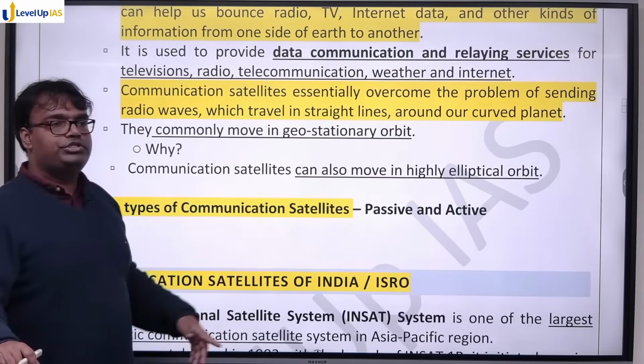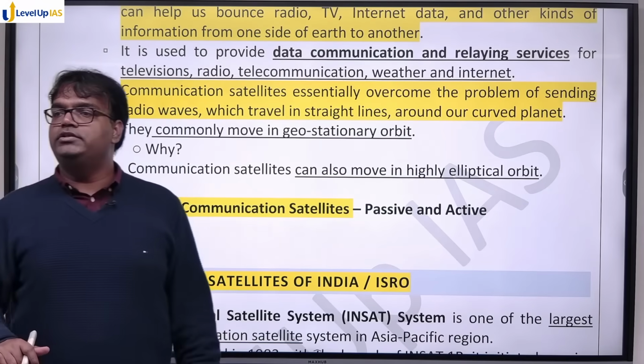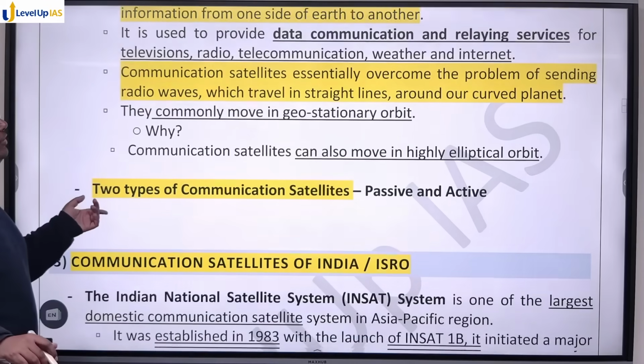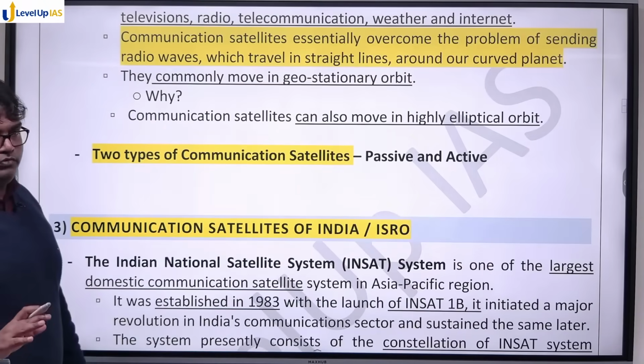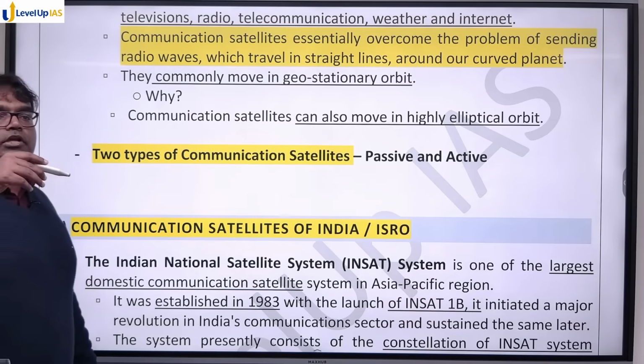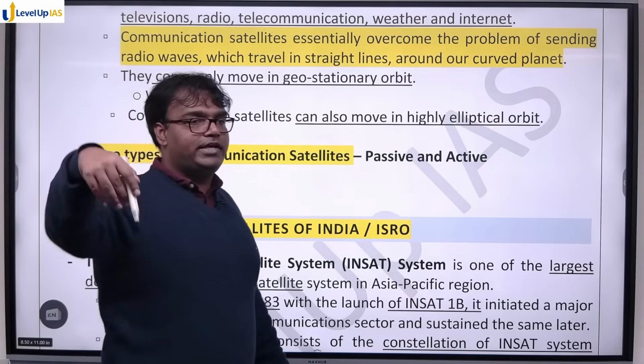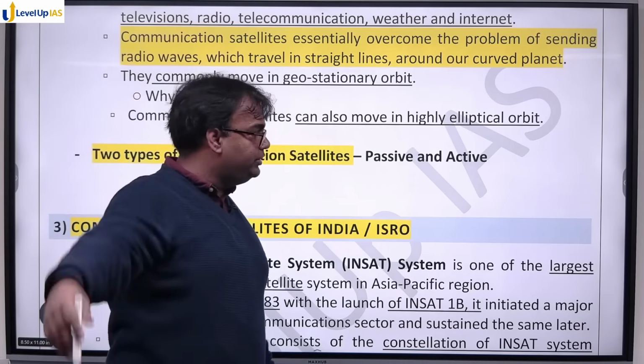Why do they go in geostationary orbit? Because the antenna can point in the right direction. Communication satellites can also move in highly elliptical orbit. Note it carefully. In a highly elliptical orbit, on the apogee side of the path, they will be available for a longer duration.